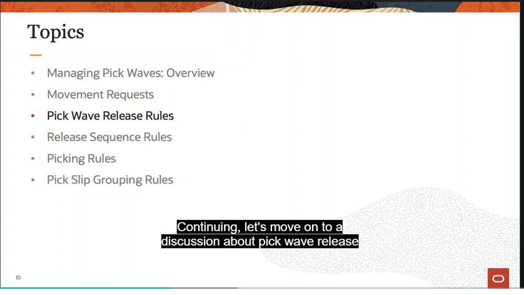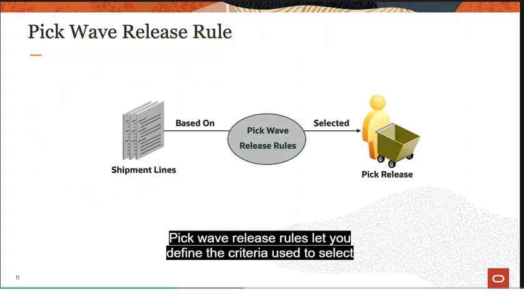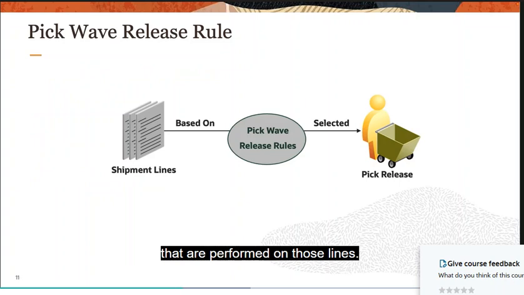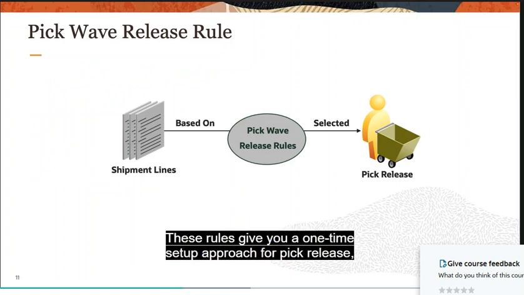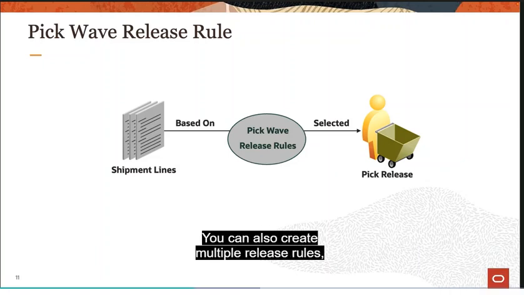Continuing, let's move on to a discussion about pickwave release rules. Pickwave release rules let you define the criteria used to select shipment lines for pick release, and they also control the picking operations that are performed on those lines. These rules give you a one-time setup approach for pick release, so you can run pick release repeatedly using the same parameters. You can also create multiple release rules, each with its own set of pick release settings, so different scenarios can use different criteria.